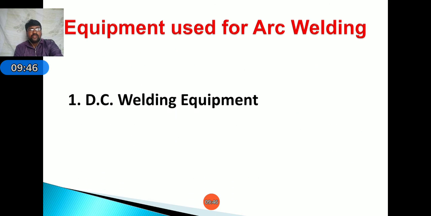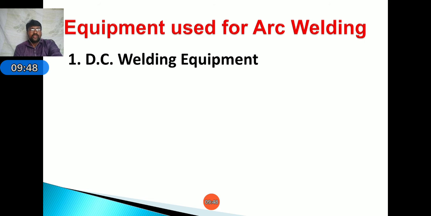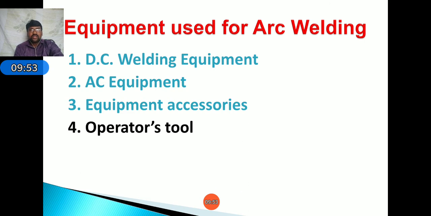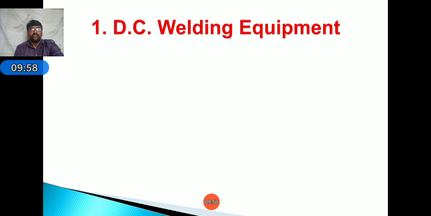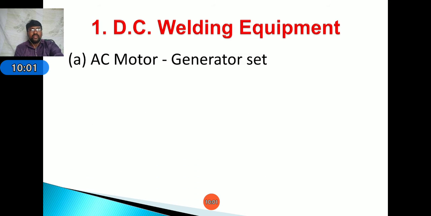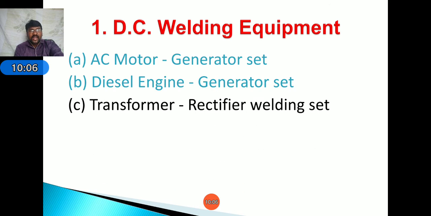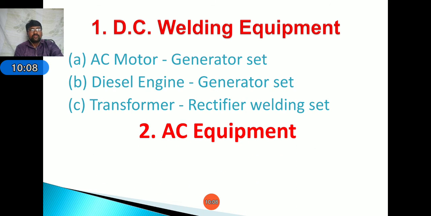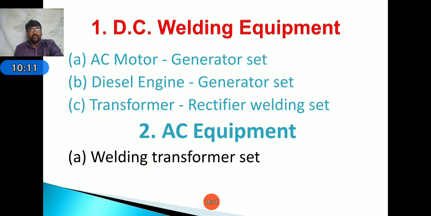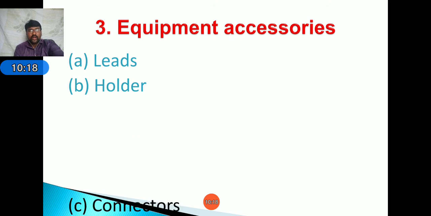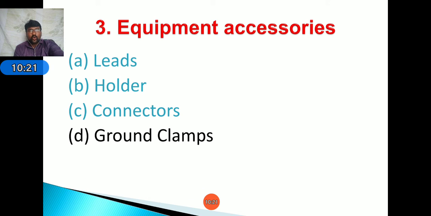Okay, next, equipment used for arc welding, that is DC welding equipment, AC equipment, equipment accessories, operator's tools. These are the different equipments in arc welding. Coming to the first one, DC welding equipment. In this, we use AC motor generator set, diesel engine generator set, transformer. Next, coming to AC equipment, that is welding transformer set. Okay, next equipment accessories, that is leads, holder, connectors, ground clamps.